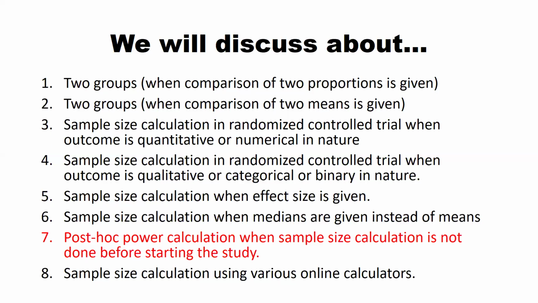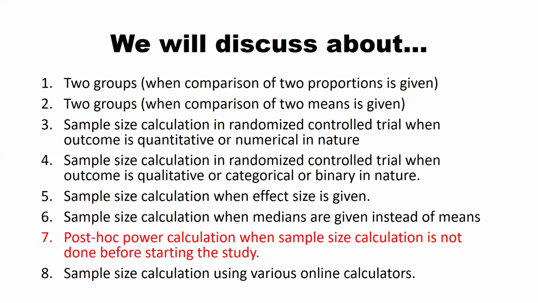Two groups when comparison of two means is given. First, two proportions: group A is the intervention, group B is the control. Mortality in group A and mortality in group B. Mortality is a qualitative type of outcome, and we can get its percentage, proportion, frequency, etc.